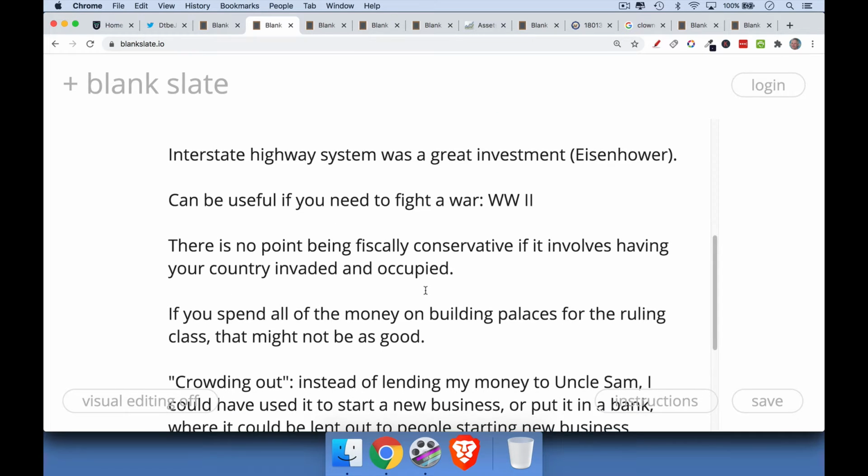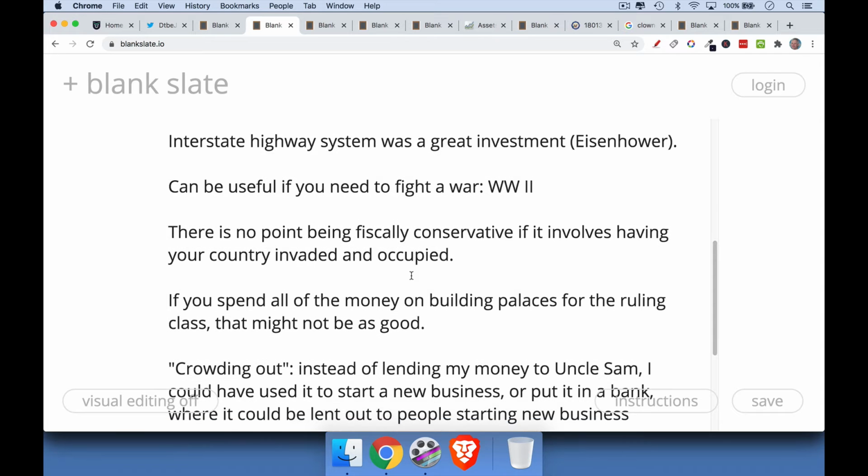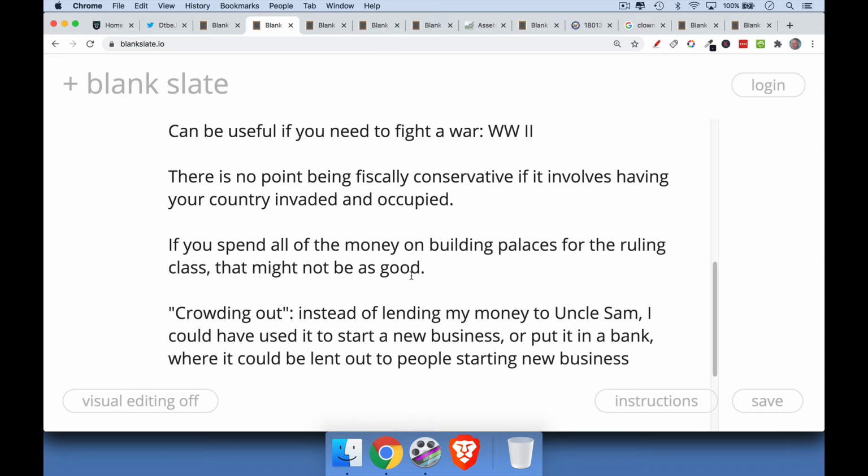But this is probably not as good of an investment as spending on infrastructure or something like that. Now, there can be a problem with government borrowing, and this is the phenomenon economists call crowding out. Instead of lending my money to Uncle Sam by buying treasuries, I could have used it perhaps to start a new business, or I could have put it in the bank where it would be fractionally reserved and lent out to other people starting new businesses. So if you have a government that is just borrowing domestically from its own citizens, and it's doing a lot of this, it can have an effect where it crowds out private investment. So this is something to keep in mind.